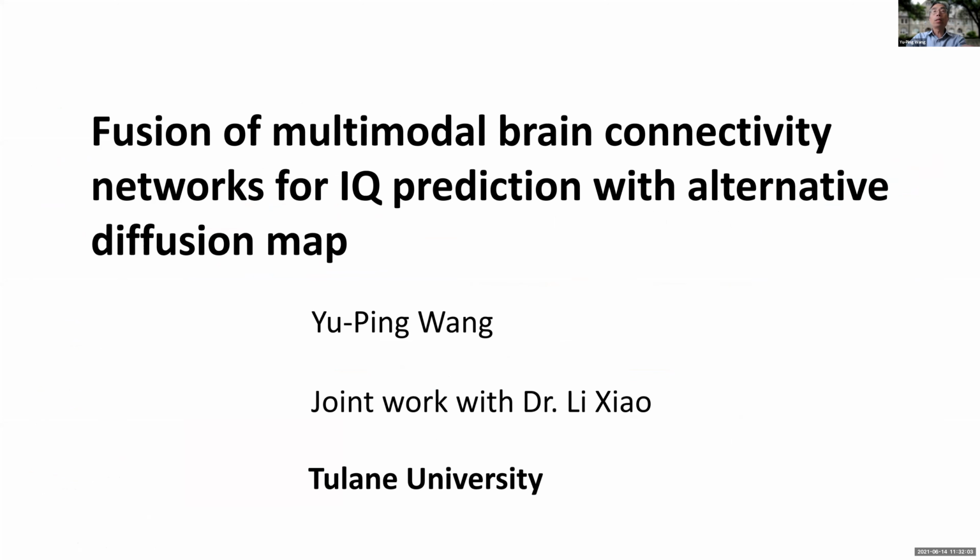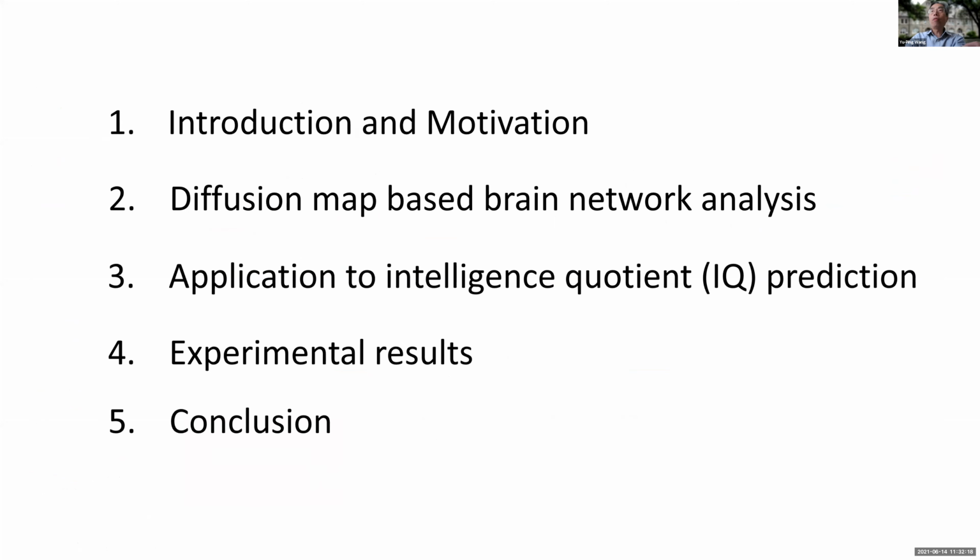Here, I wanted to present our group's recent work using a diffusion map-based approach to fuse multimodal brain connectivity networks and use them for age prediction. First, I will describe the background of this project, and then I will describe the diffusion map-based approach. After this, I will apply the diffusion map-based network analysis to age prediction.